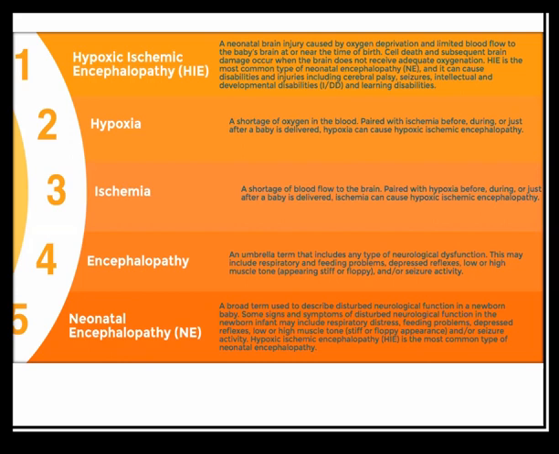Hypoxia is a shortage of oxygen in the blood, which impairs the functions. Ischemia is a shortage of the blood flow to the brain, which causes ischemia of that area. And encephalopathy is an umbrella that includes any types of neurological dysfunction. This may include feeding problems.